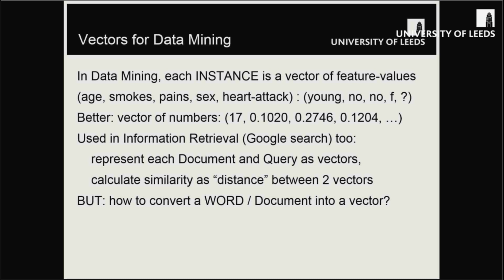are they having a heart attack? So usually the last feature is the thing you're trying to predict. And these are the features, and for any particular patient you have values, like age is young, smokes is no, pains is no, sex is F for female, and heart attack question mark means we don't know. So we're trying to predict this thing.